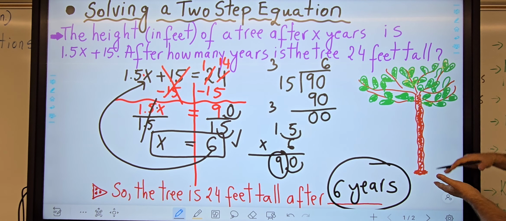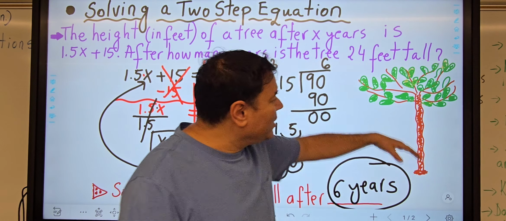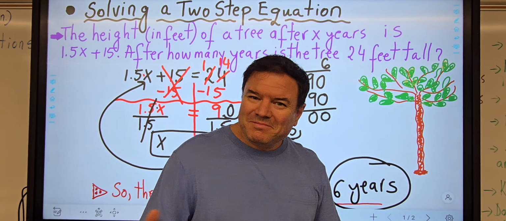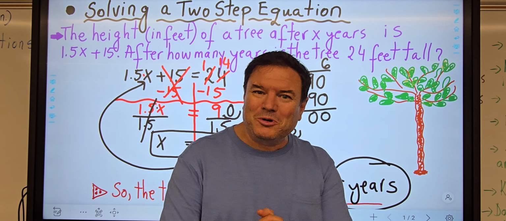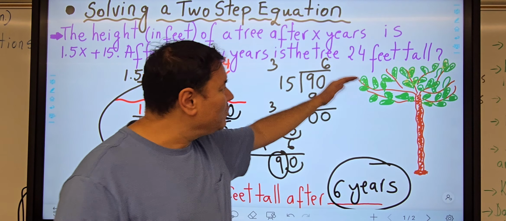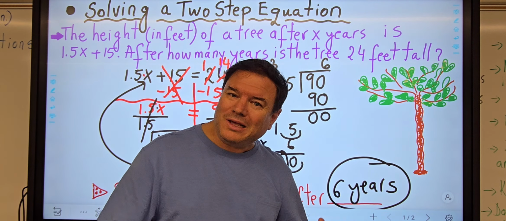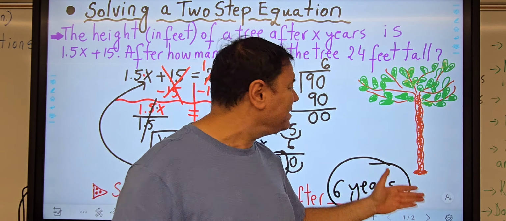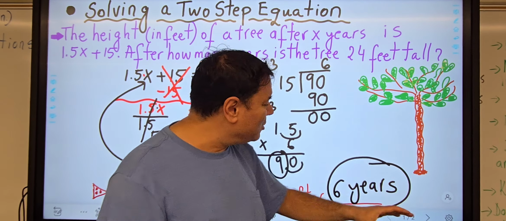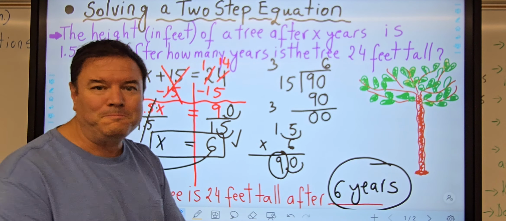So it takes this tree about 6 years to get 24 feet tall. Trees take some time to grow, but in this case, it takes only 6 years to get 24 feet tall. Again, it takes 6 years for the tree to get 24 feet tall.